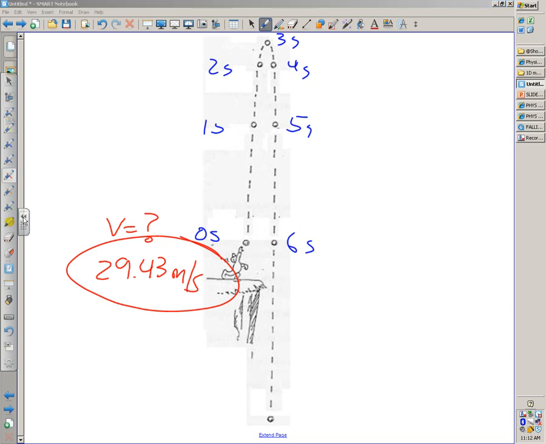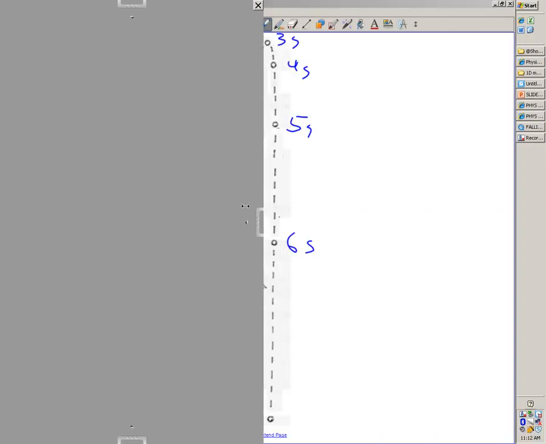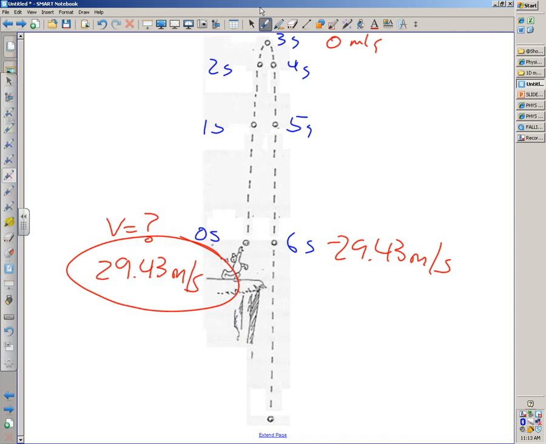Before, on the last picture, we dropped it from the top, right? What do we know the velocity is up at the top? What's the velocity at the top? 0. It's got to be 0. And that means 3 seconds later, we said it was going 29.43 meters per second, just negative. If it took 3 seconds to get to 29.43 when we dropped it, how long is it going to take to get back to 0? 3 seconds, meaning it had to have been going the same speed, but different direction.